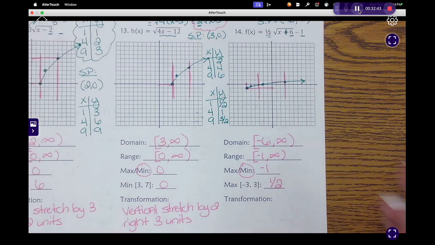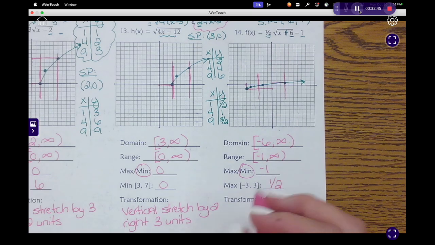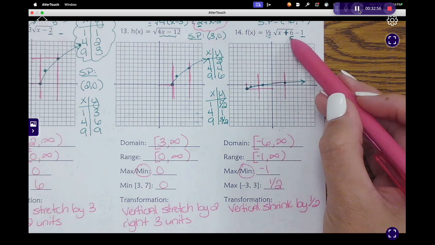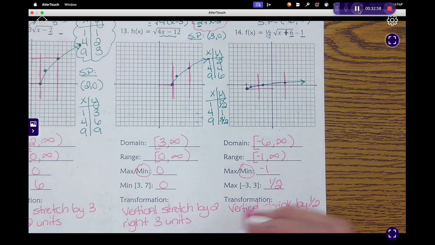And then that transformation, so my a value is a fraction. So remember, that's going to be a vertical shrink by a half. And then on the inside, remember we said technically they plugged in a negative 6 right there. So that means it went to the left 6 units, and then it went down 1 unit.